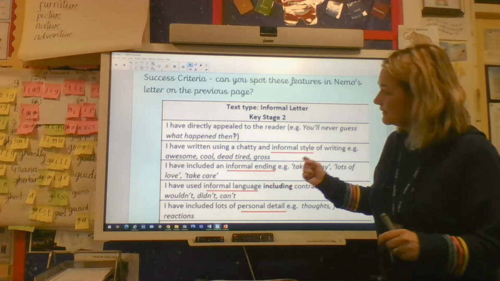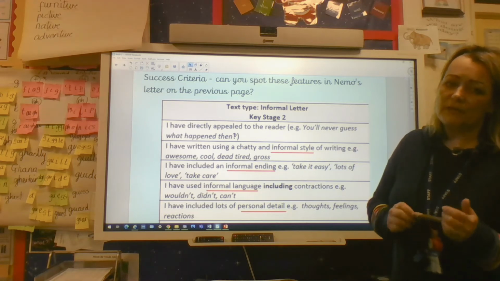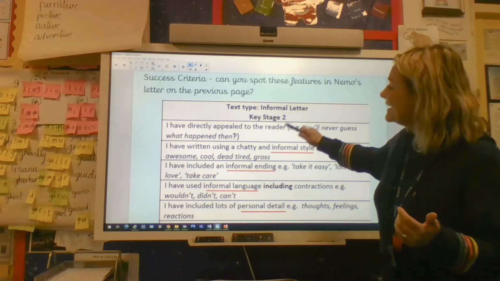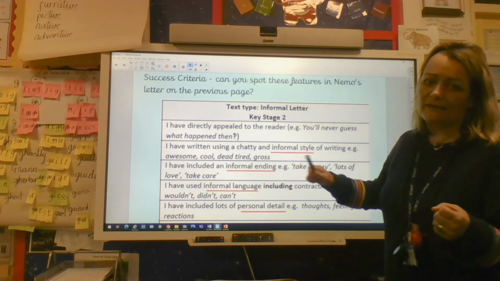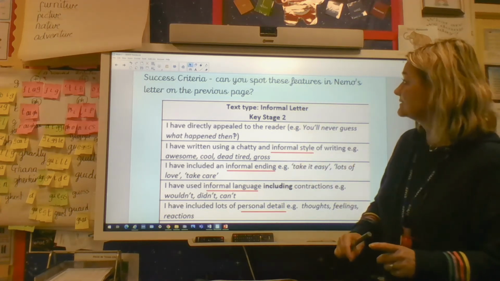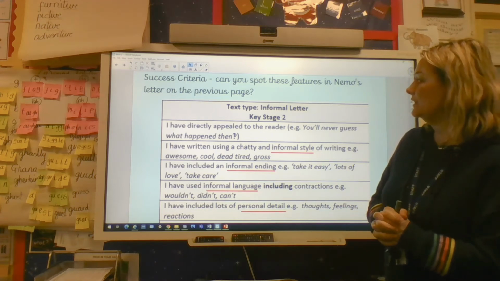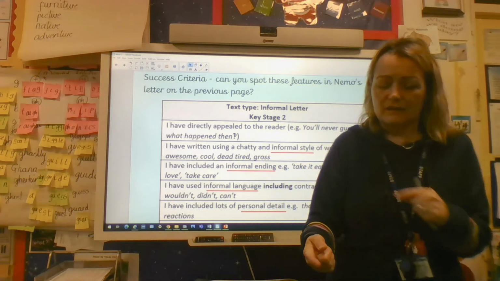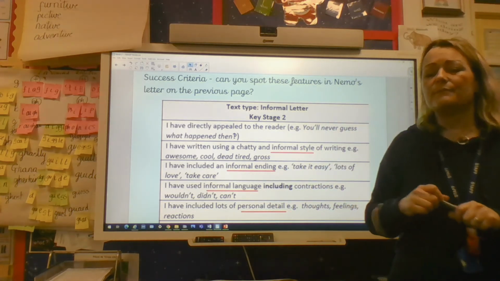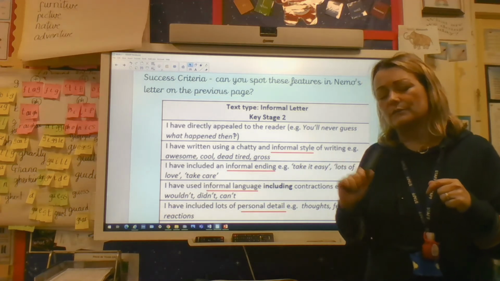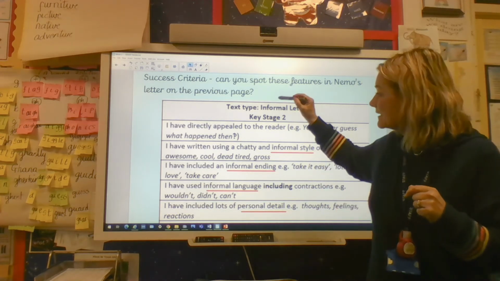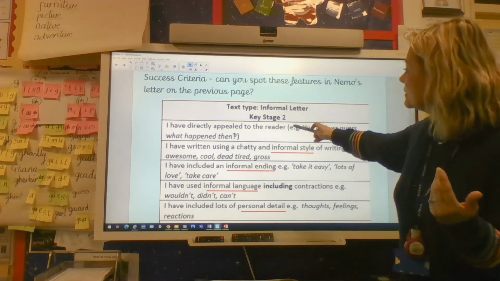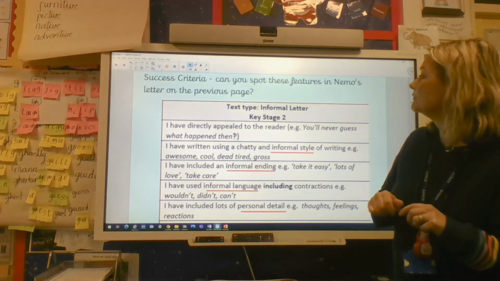So we need to look at this. This is the success criteria that we will be using when we think about what do we need in our letter. So this lists the features that we would expect to see in an informal letter. So what I want you to do is to look at each of these and go back to that letter that I've just read, and perhaps with a highlighter pen or a colouring pencil you could underline bits that prove these points. So for example, the first feature, I have directly appealed to the reader.